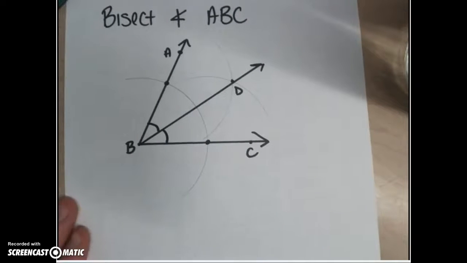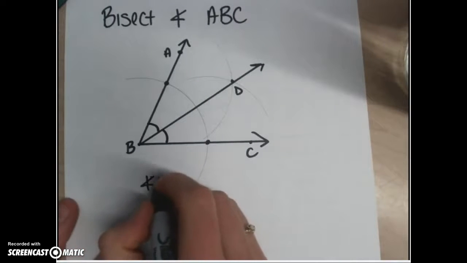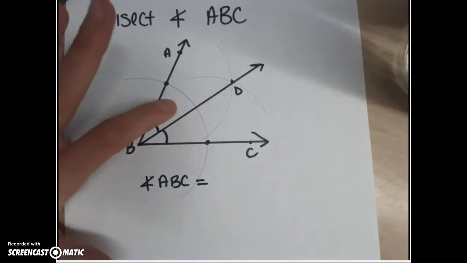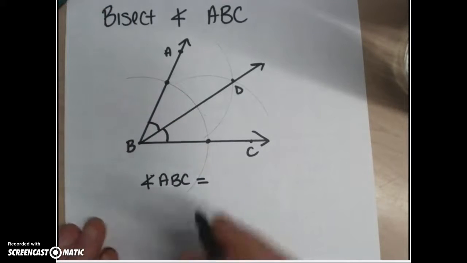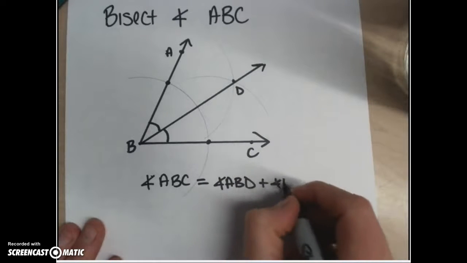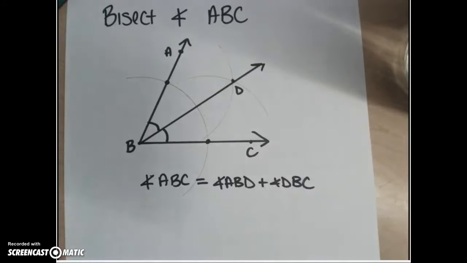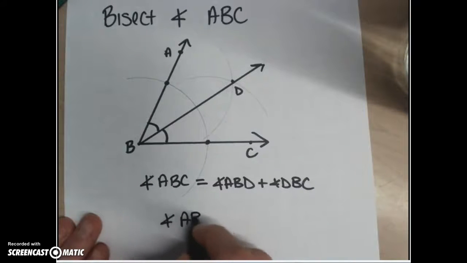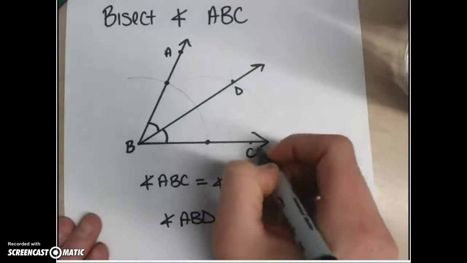So there's a couple ways we could write this. We could say angle ABC is made up of these 2 separate angles now. So angle ABD plus angle DBC. That's using our angle addition postulate. But more importantly, the purpose of a bisector is to divide an angle into 2 congruent angles. So now we can say this angle, ABD, is equal to angle CBD.